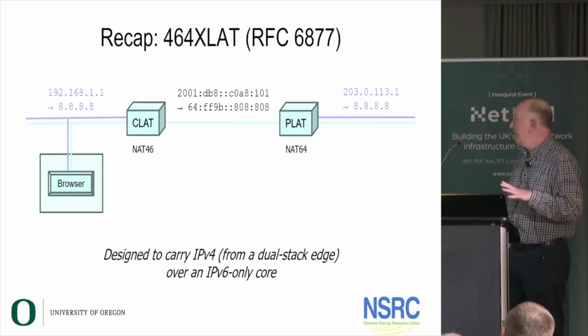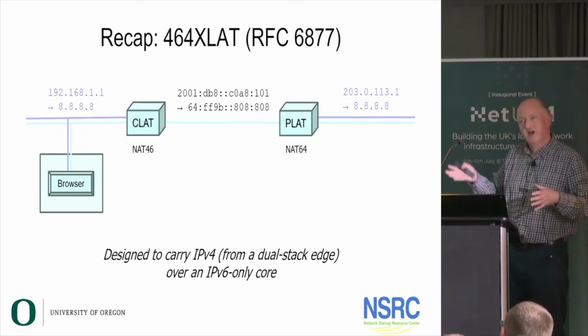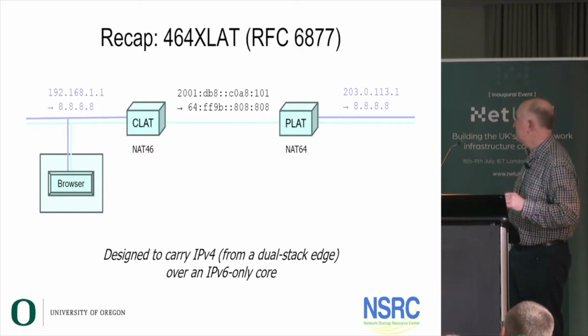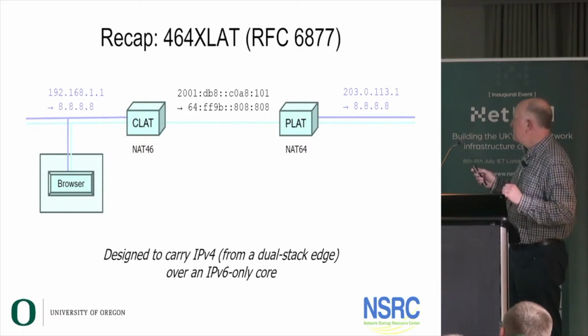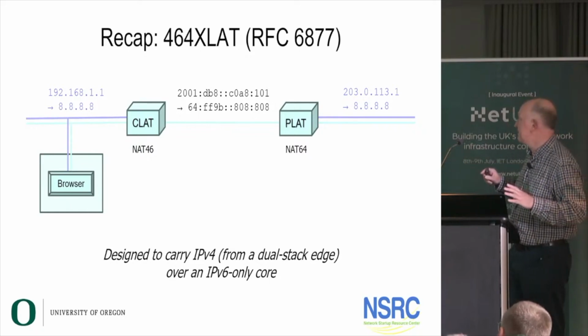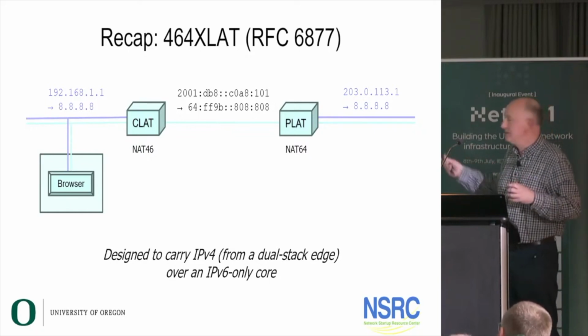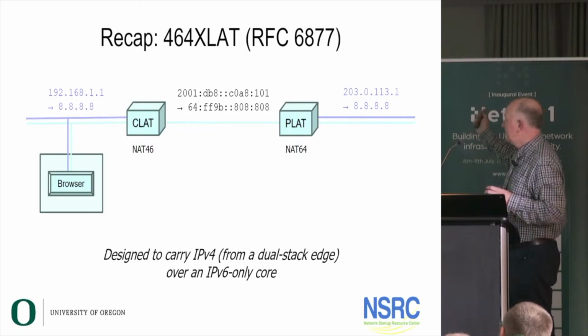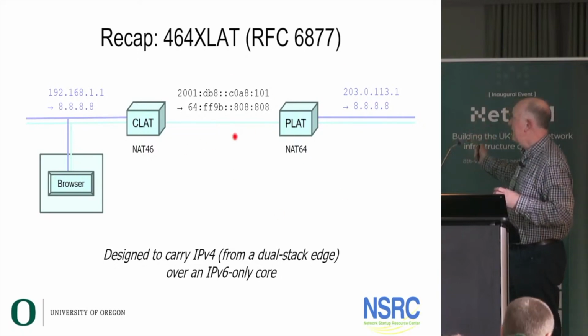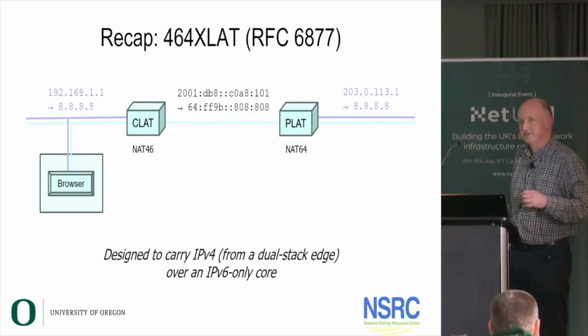Now, I believe this is what Sky are going to be talking about later on, so I'm not going to go into much more detail than that, but you can see that the original design behind 464XLAT was so that a provider could run a V6 network only in the core and still provide dual stack at the edge.